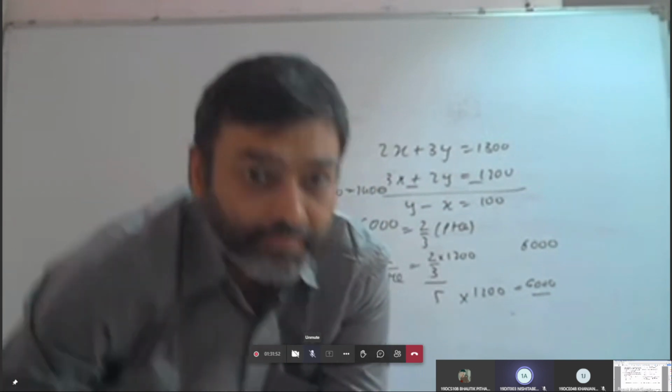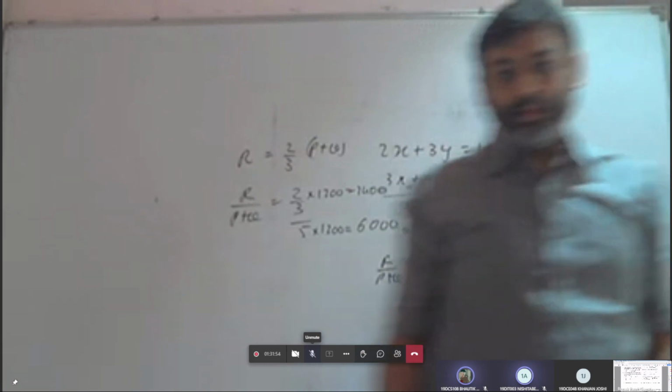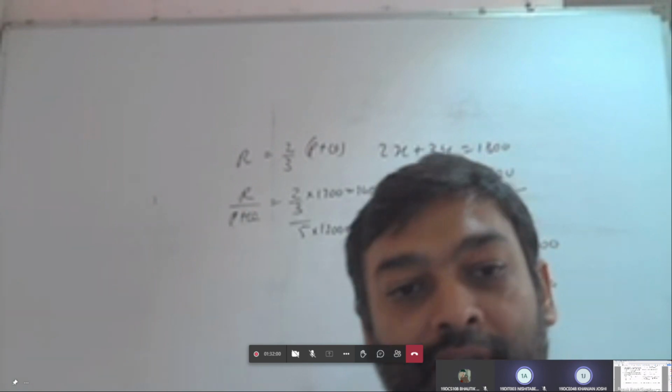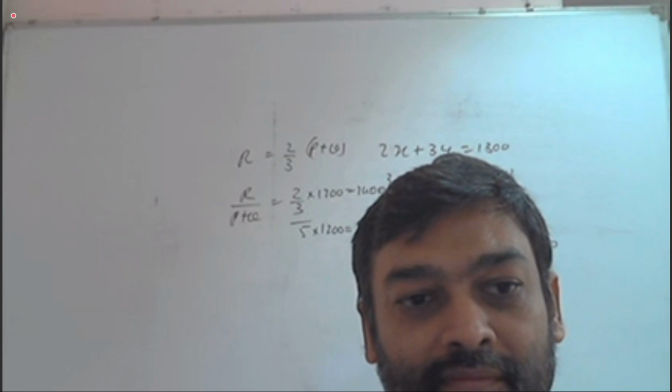Yes, sir. Try number 7. So 7, 9, and 11. Okay. How have you done this? So it is successive odd integers.